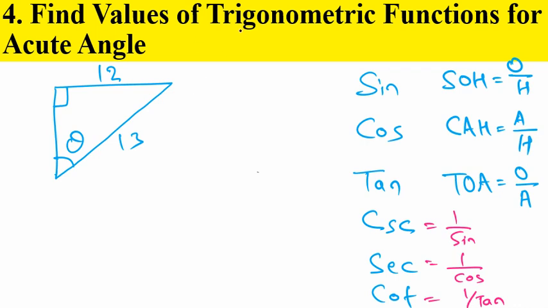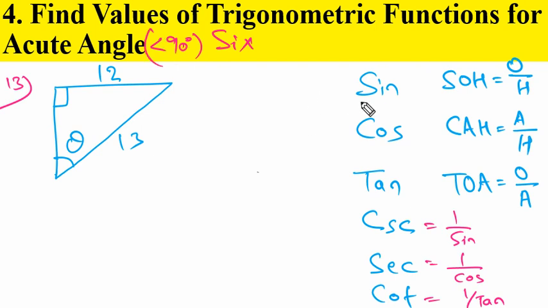Hi everyone. In this video we will find values of 6 trigonometric functions for acute angle. So first question, we have a right angle triangle. In this right angle triangle, one side is 12, another is 13 and angle is theta. This is an acute angle. Acute angle means less than 90 degree.